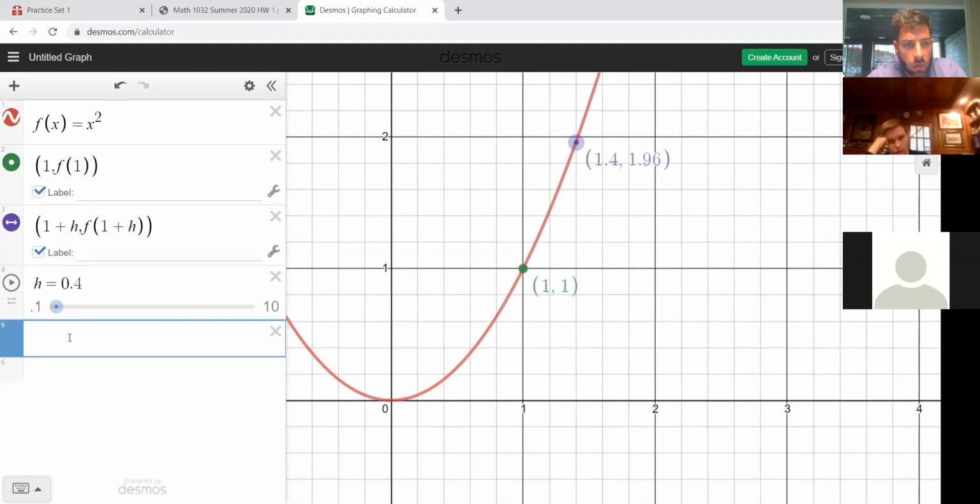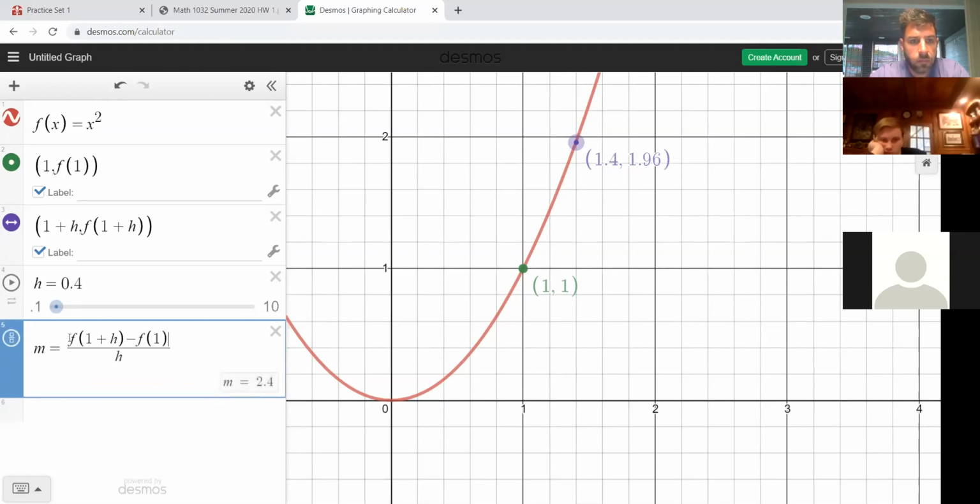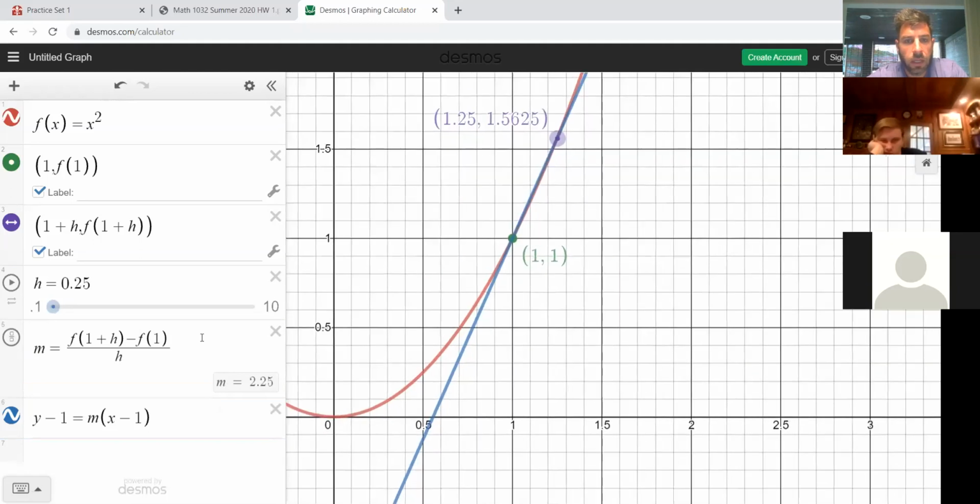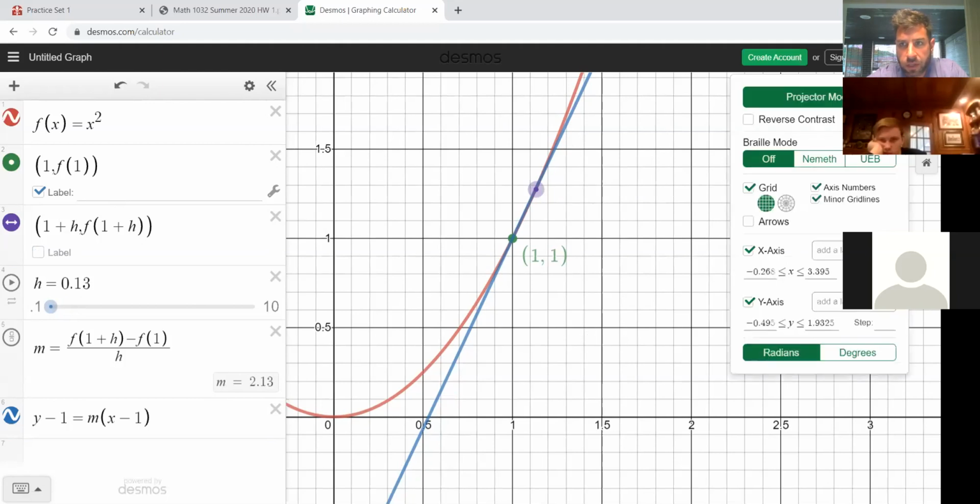Let's just calculate it. We need something which I'm going to call m. And what's m going to be? It's going to be this difference quotient, f evaluated at 1 plus h, minus f of 1. And what I'm going to do is draw my line. So it's y minus 1 equals m times x minus 1. And so what you'll see is that as h moves, that blue line is the line that the difference quotient has as its slope. Let me hide this. I'm going to change the scale a little bit so that you can see a little more of what's happening.